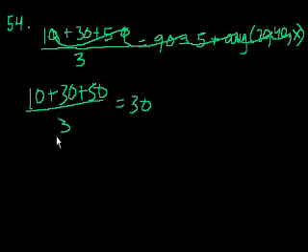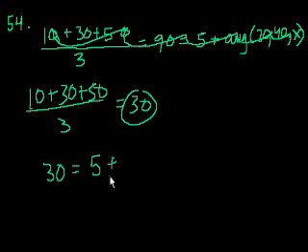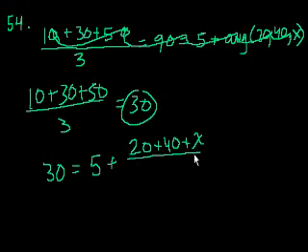And you actually didn't even have to do the math. You could have said, oh, we have 30 in the middle, 50 is 20 more than 30, 10 is 20 less than 30, so the average is going to be 30. But this didn't take you much time. So the average is 30. And they say that that is 5 more than the average of 20, 40, and another number. So 30 is equal to 5 plus the average of those three numbers. So the average of those three numbers is 20 plus 40 plus x over 3.